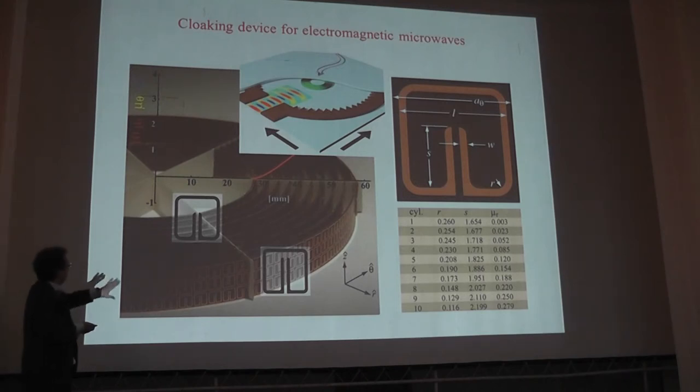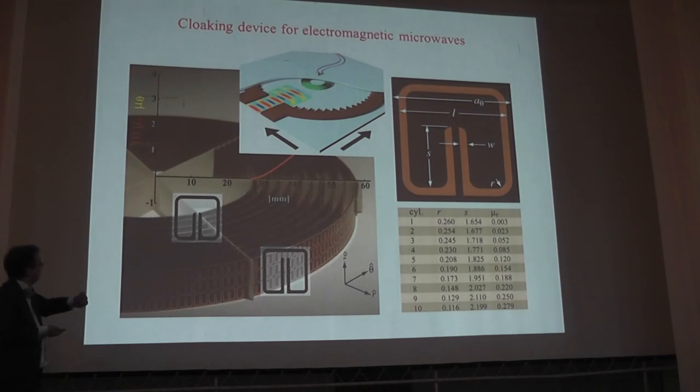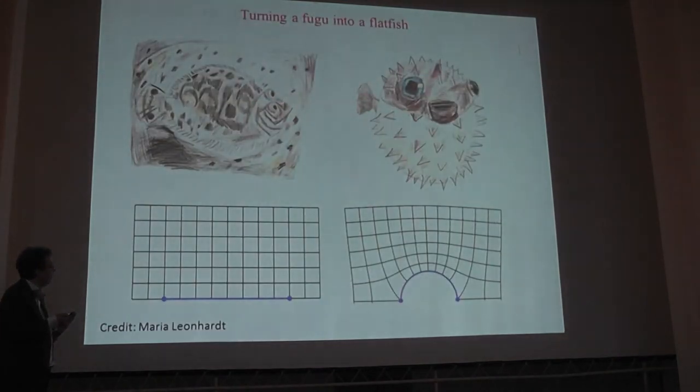And that's what was done in this particular experiment, where the conductance was changed from one layer to another in such a way that it corresponds to the bending of microwaves around the object. Now, this is something one can do with microwaves. In optics, this is very, very hard. What is done in most experiments in optics is not full invisibility, but something rather like this.